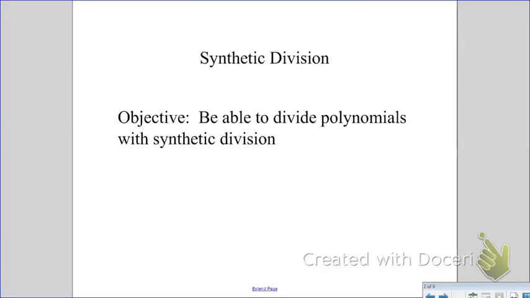Okay, today we're going to talk about synthetic division. Synthetic division has a lot in common with synthetic substitution. I'm going to be going quickly through those portions, so if you need a refresher on synthetic substitution, go ahead and stop this video and take a look at that one to get an idea of what I'm doing.